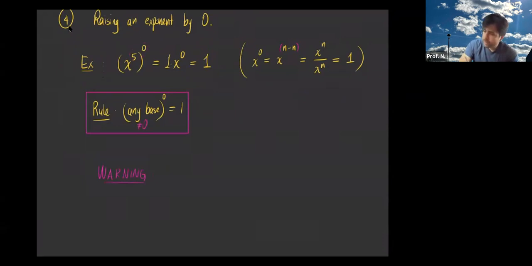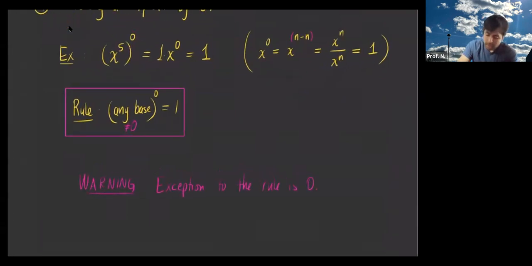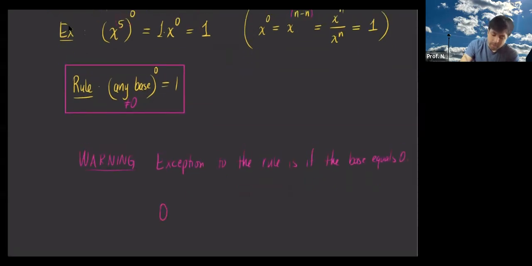So the exception to the rule is if the base equals 0. So for example, if you have 0 to the 0 power, this does not equal 1. There's no mathematical number that is associated with 0 raised to the 0 power. Anything else, though, to the 0 power will always be 1, but not 0. So that's the only thing you have to keep in mind. Okay, so 0 to the 0 power does not equal 1.